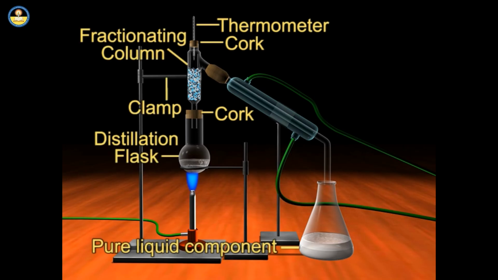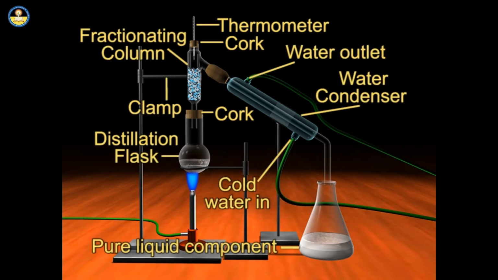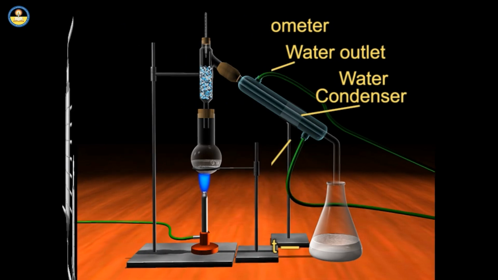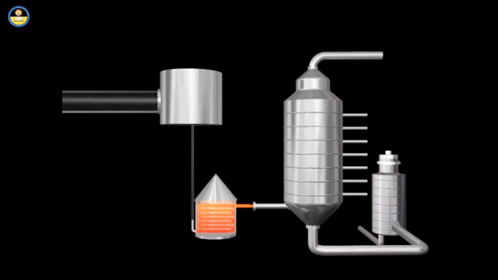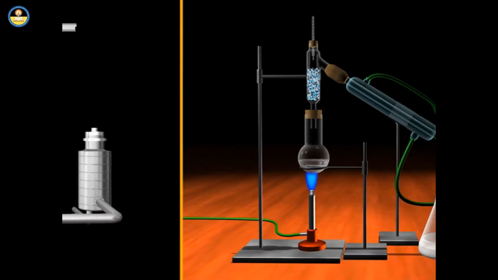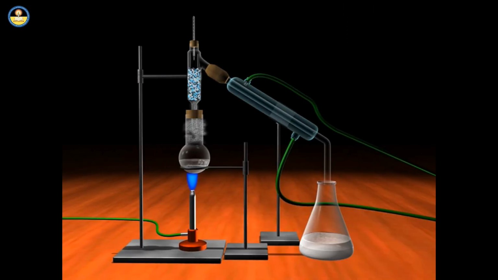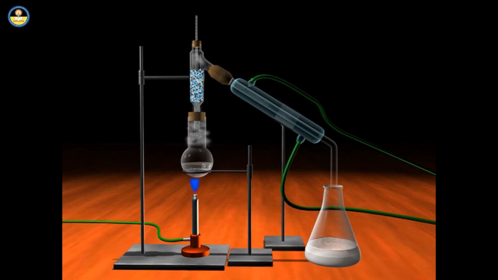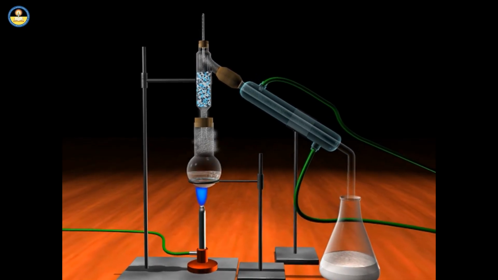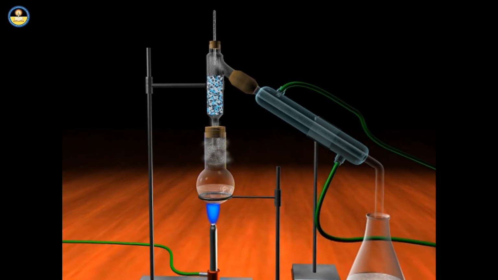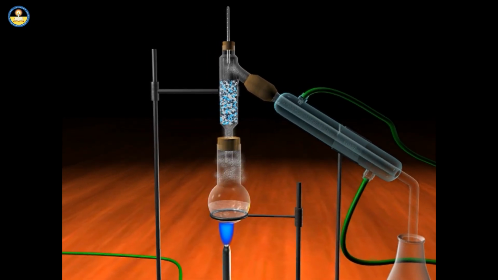Fractional distillation is used for liquids which have very close boiling points. It is used for separating different components of crude petroleum. Fractional distillation apparatus has a long column tube filled with glass beads. This long tube is fitted at the top of the flask as shown in the animation.